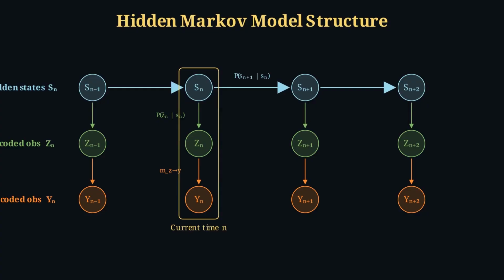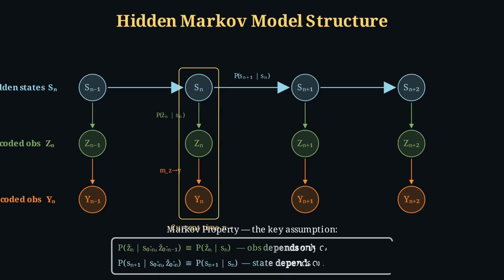The Markov property is the key assumption that makes this tractable. The observation Zn depends only on the current state Sn, not the entire history. Similarly, Sn plus 1 depends only on Sn, not past states. This conditional independence structure allows the Bayesian filter to compute exact posterior probabilities recursively, one step at a time.